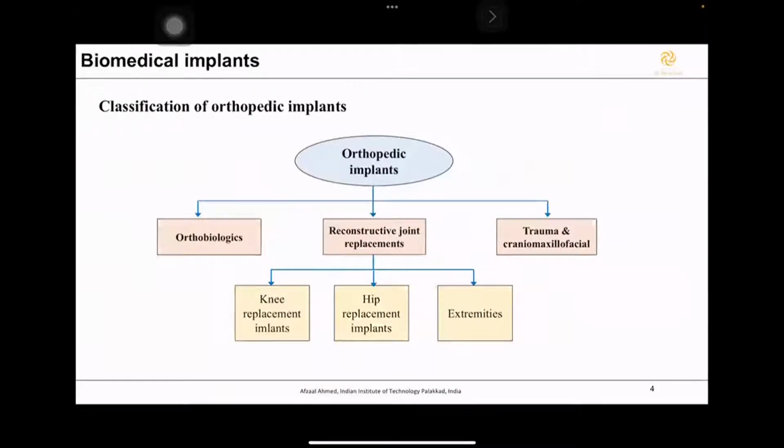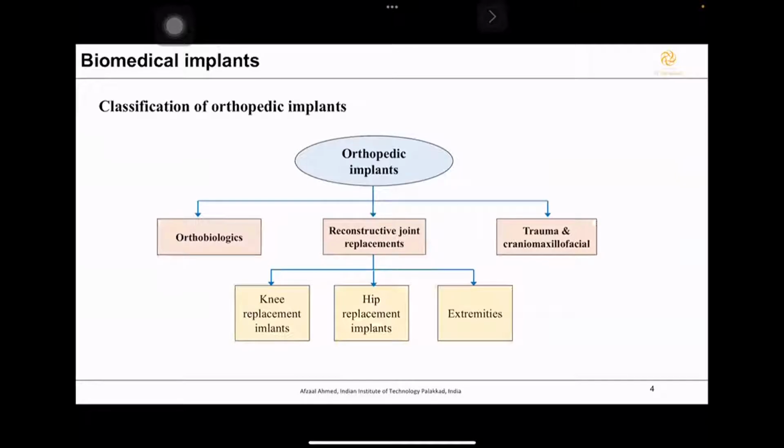These industries for additive manufacturing are very vast. You cannot cover everything in one and a half hour time. So I've taken a specific example of the biomedical implants industry. And if you classify these biomedical implants, they are broadly classified into three. The first one is orthobiologics. The second one is reconstructive joint replacement. The third one, which is very important, is trauma and craniomaxillofacial implants.